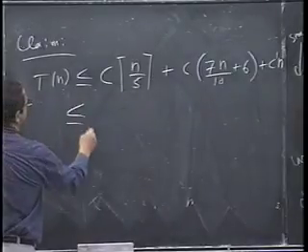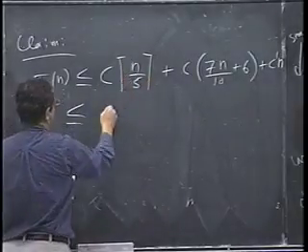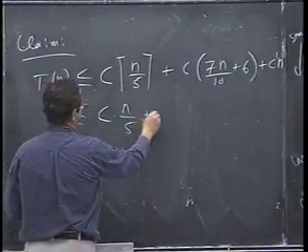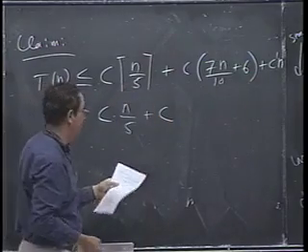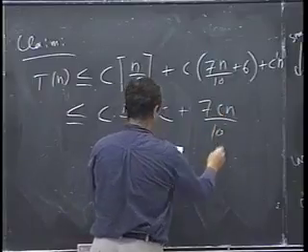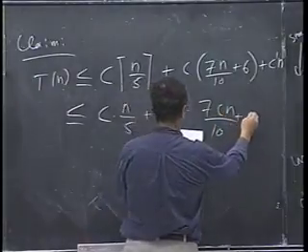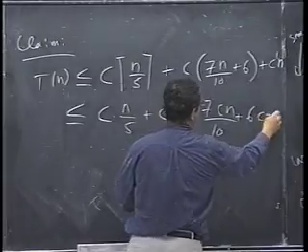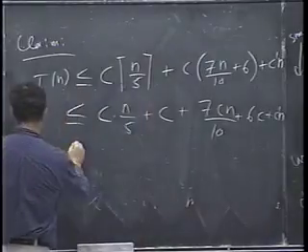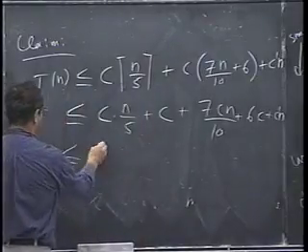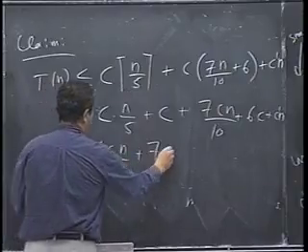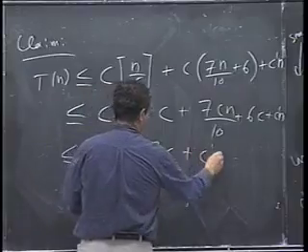All right. Next step is trivial. We're going to get rid of these upper brackets, cn over 5. I'll do that by just adding in another c. Can't hurt. Plus 7cn over 10. This is all just manipulation, but 6c, plus then there's the c prime n. And this is less than or equal to, clean this stuff up, 9cn over 10 plus 7c plus c prime n.